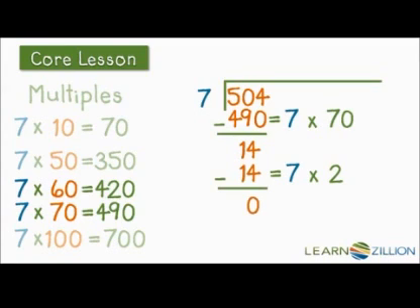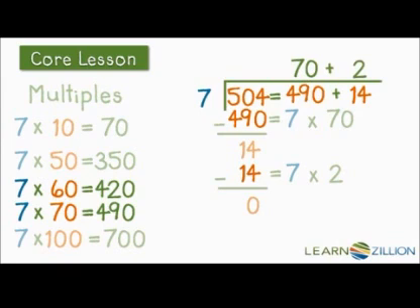And no more dividend. So now we're going to recompose 504 into 490 plus 14, and 490 is 70 groups of 7, and 14 is 2 groups of 7. So our quotient, or solution, is 72 groups of 7 in 504.